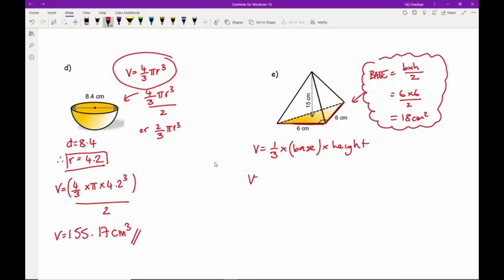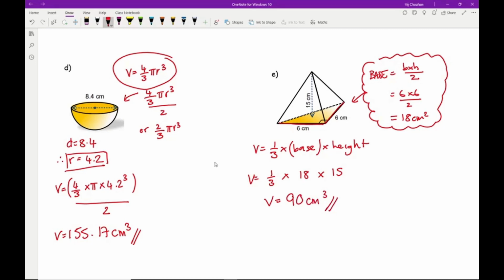So here I've got V equals a third times 18 times the height, which is 15. If I type that into my calculator, which I'm going to save a bit of time and do on the calculator that I've got in front of me, 1/3 times 18 times 15 gives me an answer of 90. So here I've got 90 centimetre cubed, and again, always remember to write down the units.